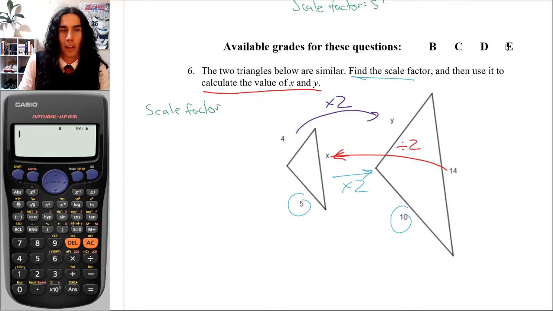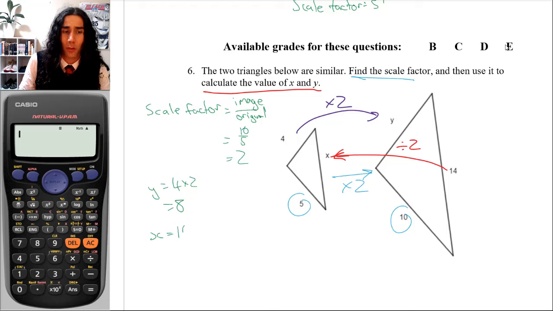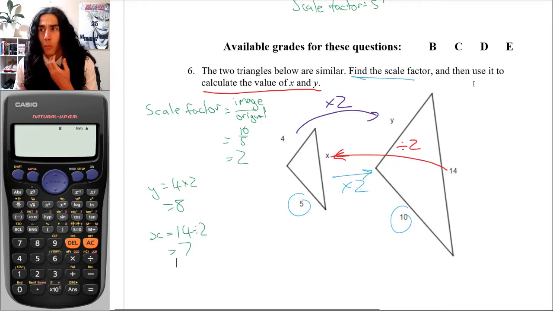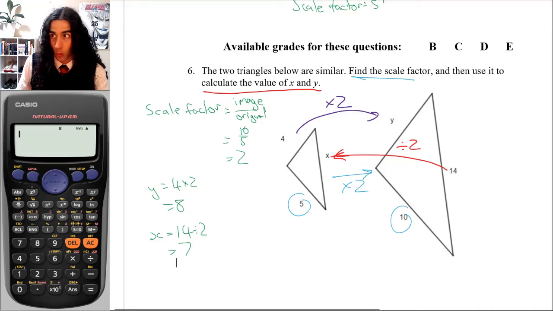Not good enough. Scale factor is the image over the original. It's the new one over the old one. That's all it means. And I've said the one on the right is the new one. So 10 over 5, 2. Next, what we can say is the y is 4 times 2, which is 8. And the x is the 14 divided by 2, equals 7. Done. That's worthy of actually getting the correct mark.